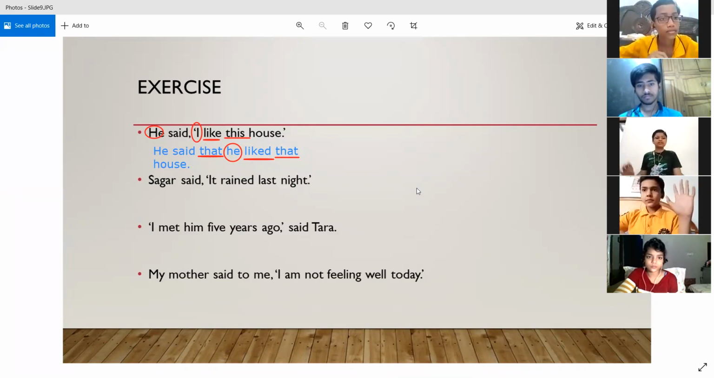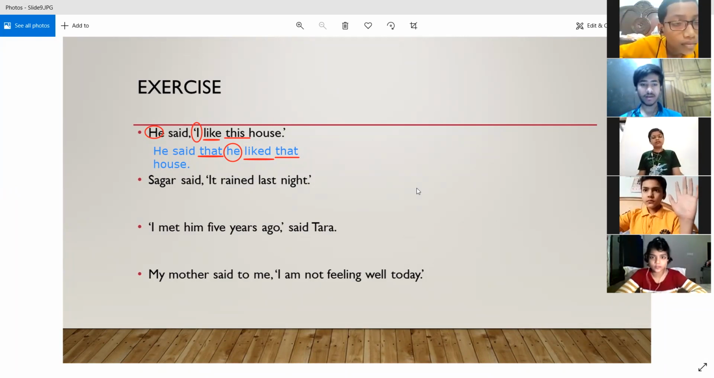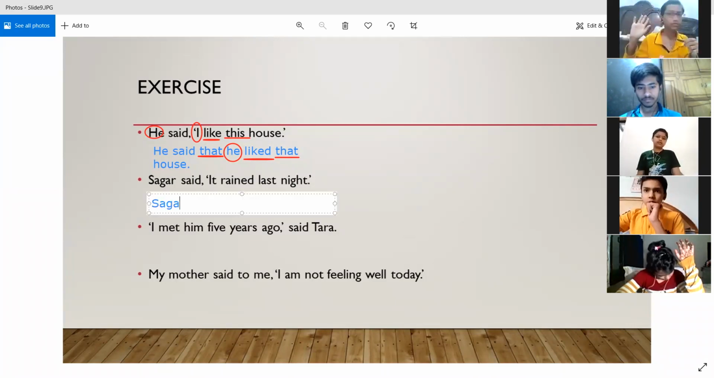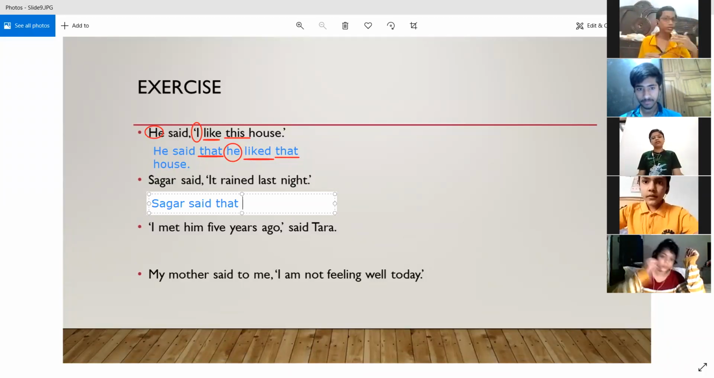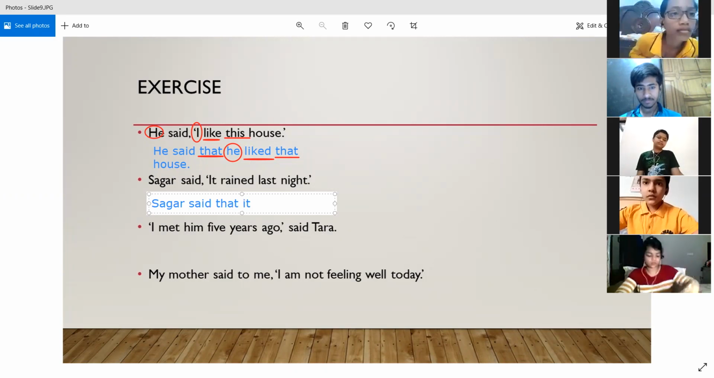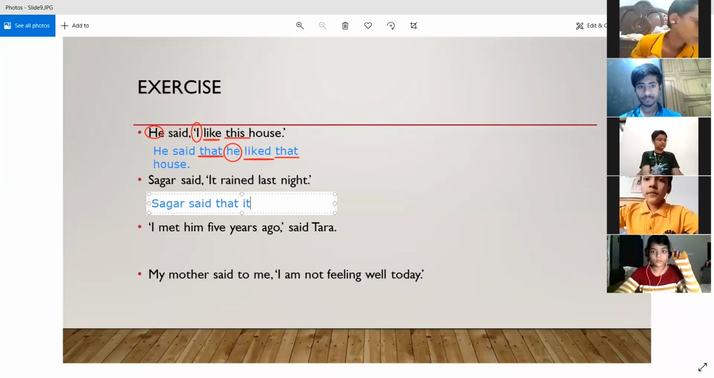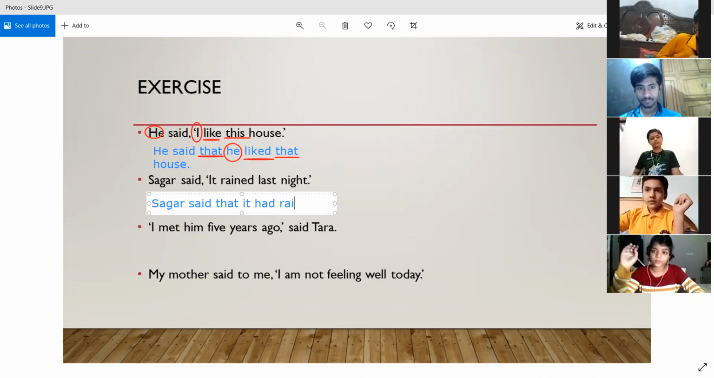All right. Yes, Sunny. Sir, Sagar said it rained last night. Sir, yes. The answer will be Sagar said that it had rained the last night. So, okay. Tell me again, I'm going to write Sagar said that it had rained. See, because now we are talking about simple past, and we know simple past gets changed into past perfect, right? So we will say it had rained in order to make it past perfect. Sagar said that it had rained, but we are not going to use "last night" exactly.